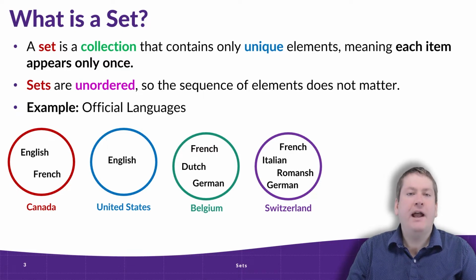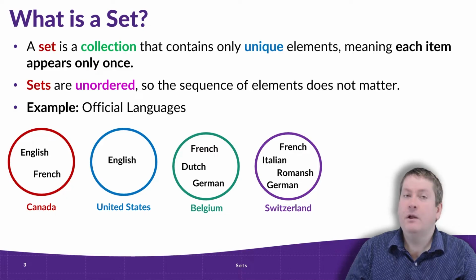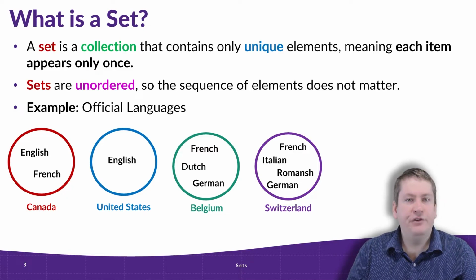So in this example, we have 4 different countries: Canada, United States, Belgium, and Switzerland, and each one of these countries represents a different set. And what that set contains is the names of the official languages spoken in these countries. So in Canada, we have English and French. In the United States, we have English. In Belgium, we have French, Dutch, and German. And in Switzerland, we have French, Italian, Romansh, and German.